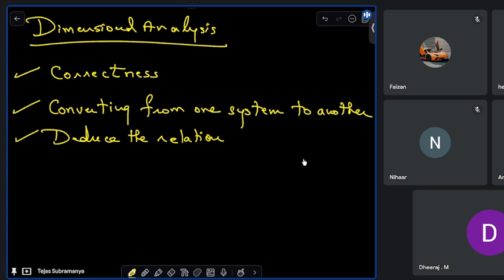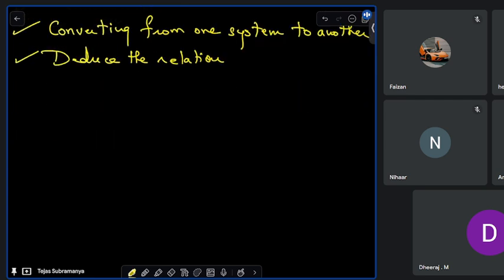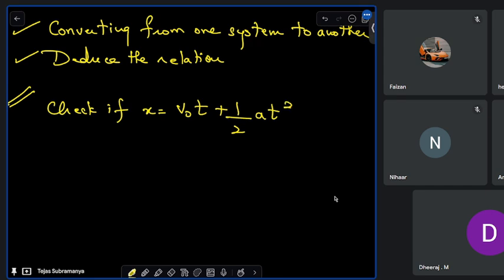So for the first one, I'll give an example: how to check if the equation is actually correct. I'll give you a problem. This is a problem from your final exam. They will be like, check if the equation, because we saw this in the previous class, x is equal to v naught t plus half at square is correct. Please follow the procedure here.